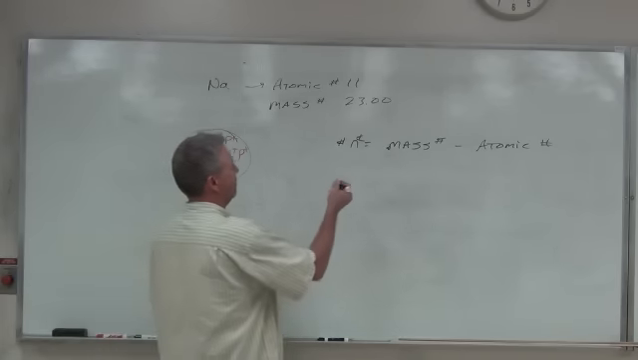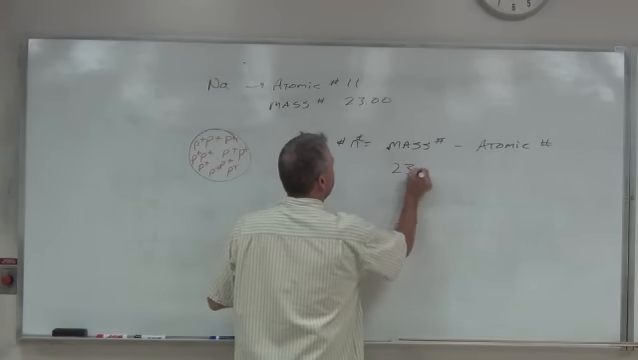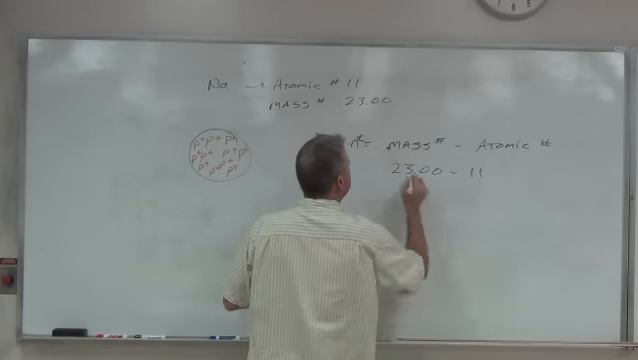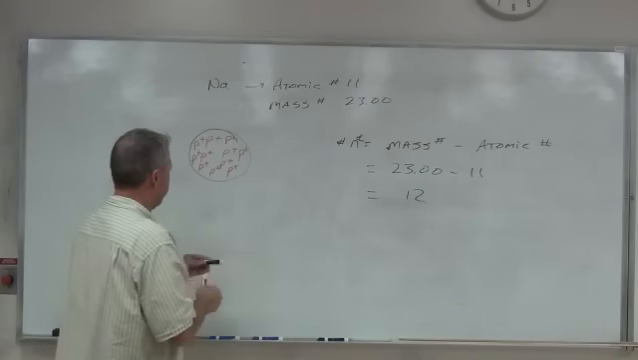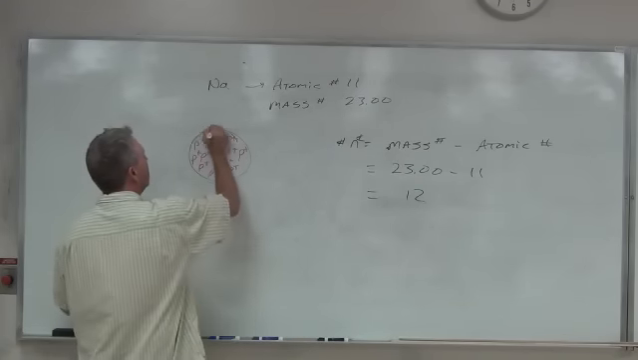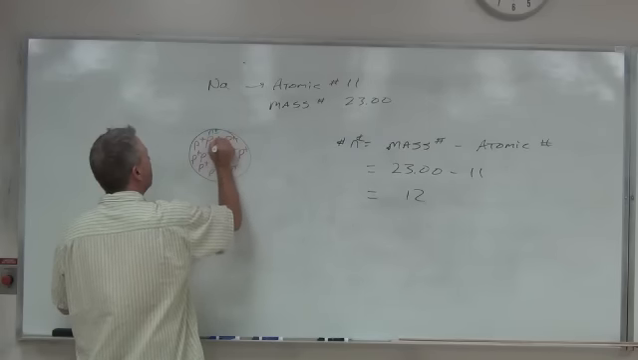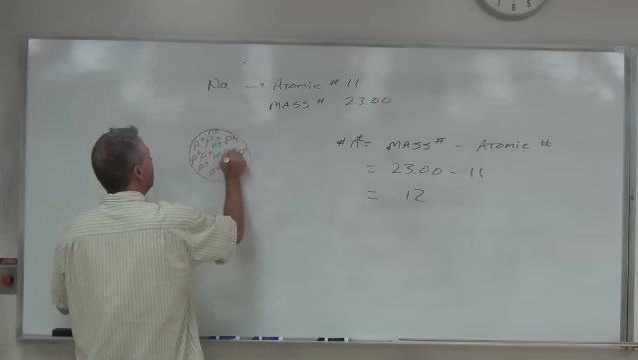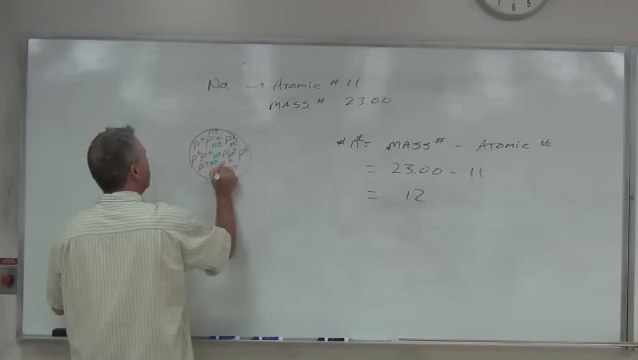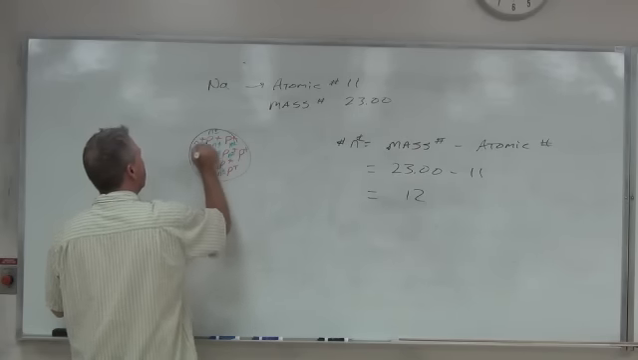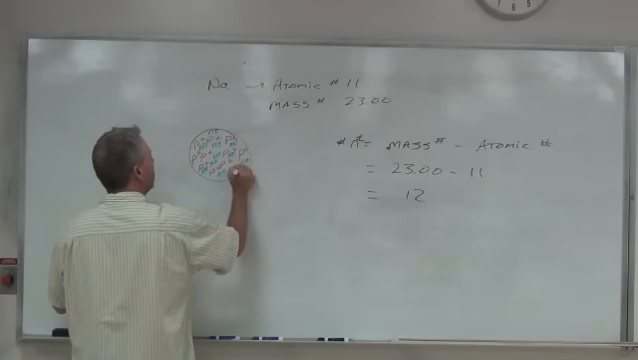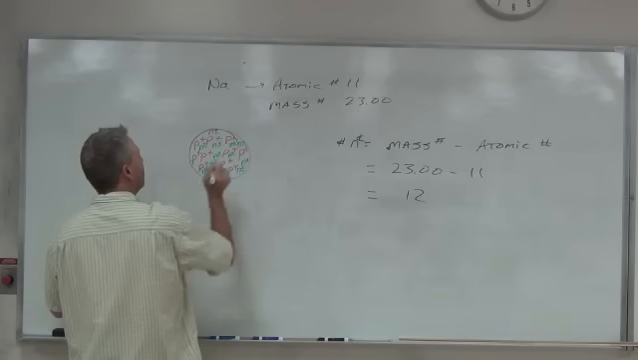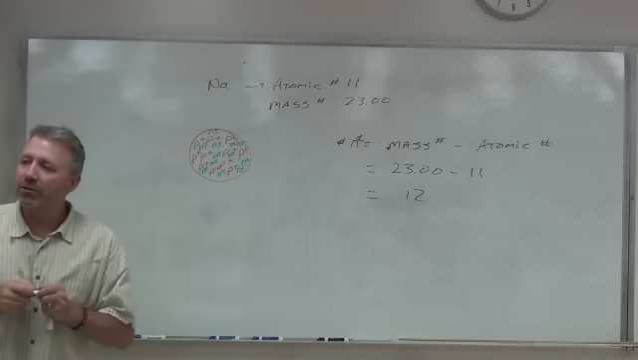So in this case, we have 23.00 minus 11, we get 12. Right? So this has 12 neutrons.